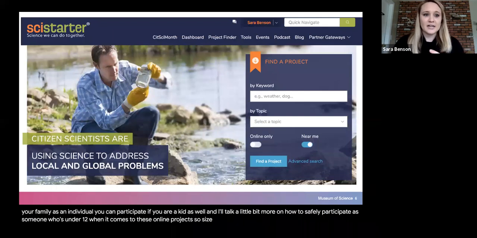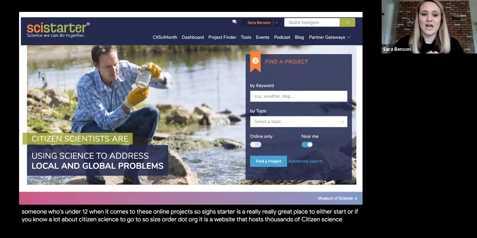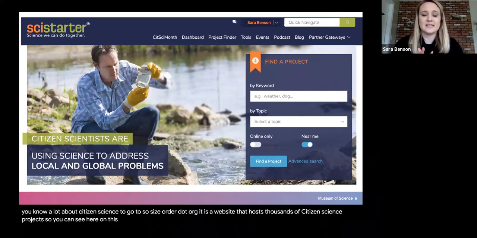So SciStarter is a really great place to either start or, if you know a lot about citizen science, to go to. SciStarter.org is a website that hosts thousands of citizen science projects. You can see here on the screen that it says, find a project. You can search by keyword about anything that you're interested in.